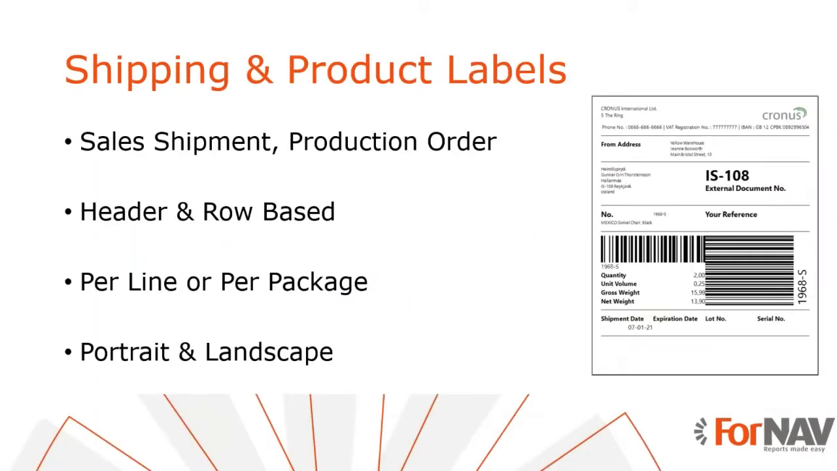So the sheet labels were a little bit more challenging to build from a development perspective than the simple labels. And the most complex variant that we have in this version of the report pack are the shipping and product labels. Of course, technically, you could make a shipping label directly on the sales invoice or on the sales shipment, and you could make a product label directly on the production order.